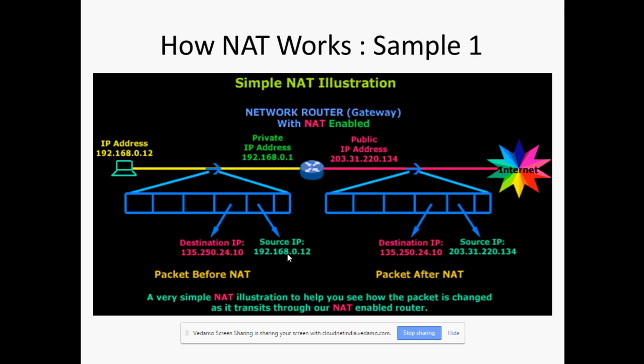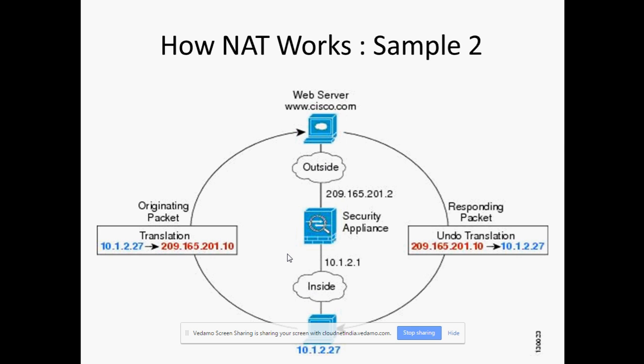Now I'm going to show another NAT example, which will be much more helpful to you. In this case, this computer is my host. This is my private network, where my host has the IP address 10.1.2.27, and this is the security appliance. Here NAT is enabled. As I told you, NAT can be enabled in a router as well as in security appliances, that is typically in firewalls. And this is the outside network, like www.cisco.com.